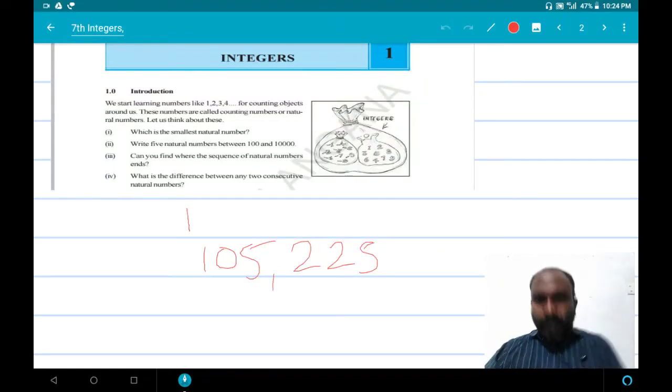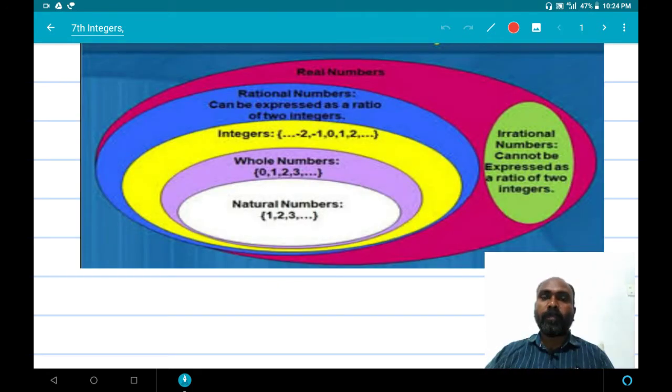Yesterday we explained about integers. Now again we revise them. Natural numbers.